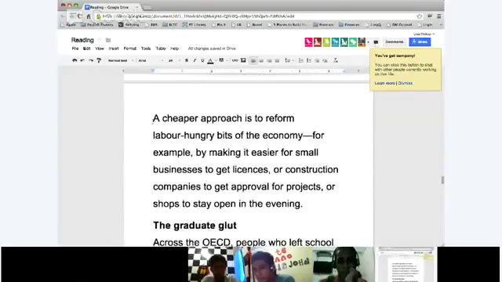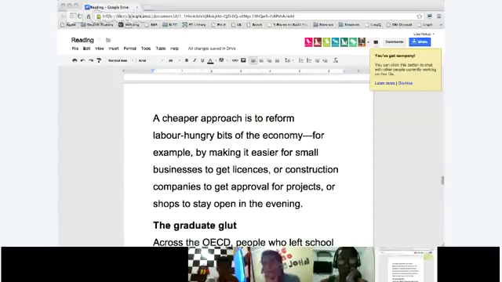Okay, starting there at cheaper. Okay, John, you want to read? Alexander? Okay.